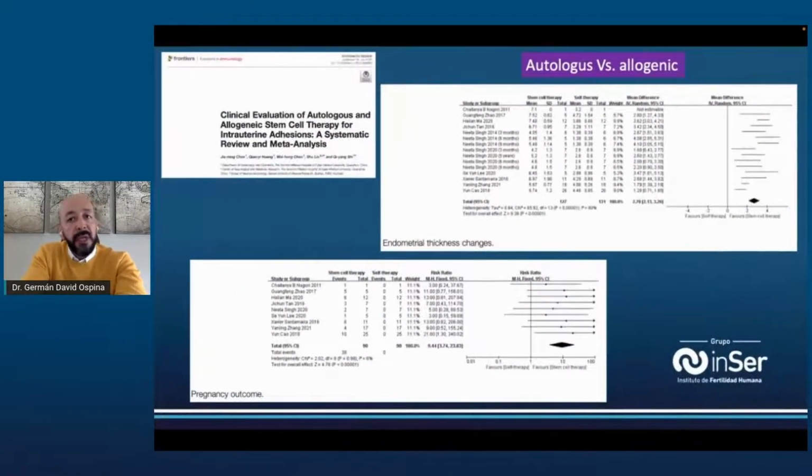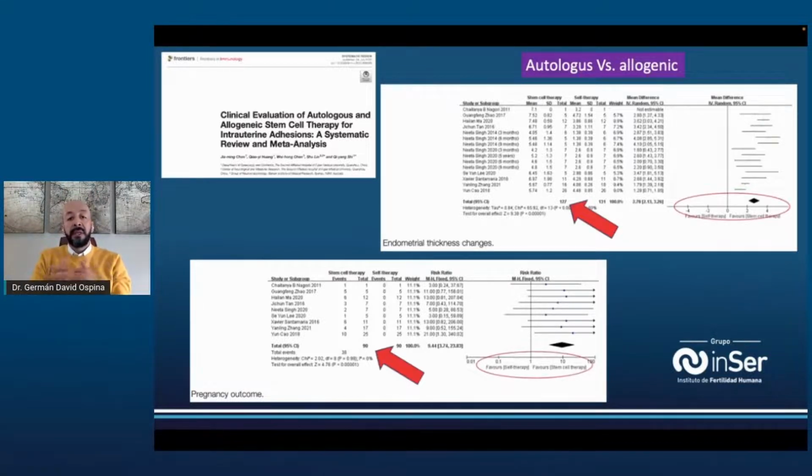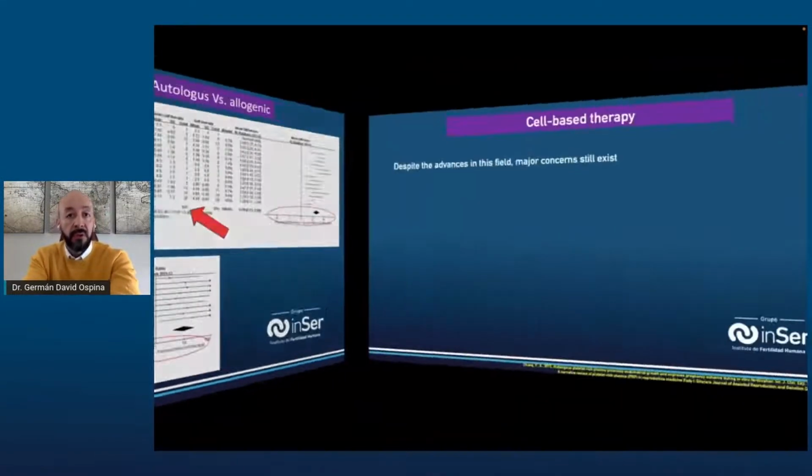There's another publication, a comparison between autologous versus allogenic use of this type of cells, and it seems that there is evidence that gives us better results when we use allogenic cells, and maybe it's the same result as in oncology and other diseases. Until now, the evidence shows that maybe it's a better option using allogenic cells and not autologous cells.